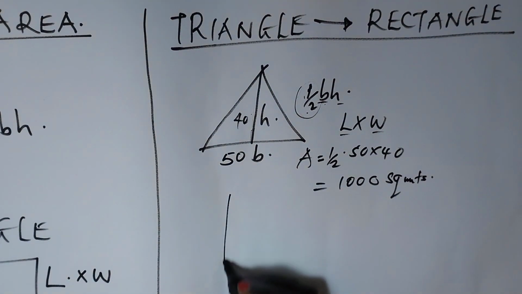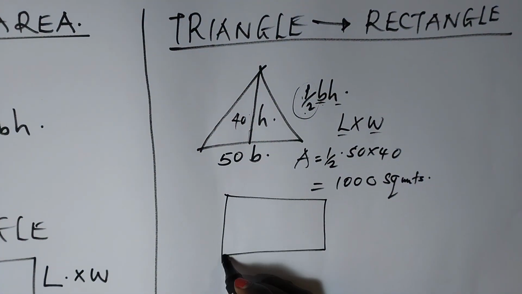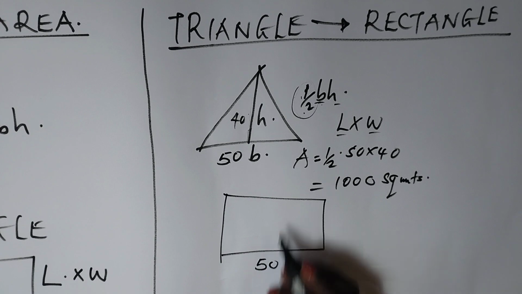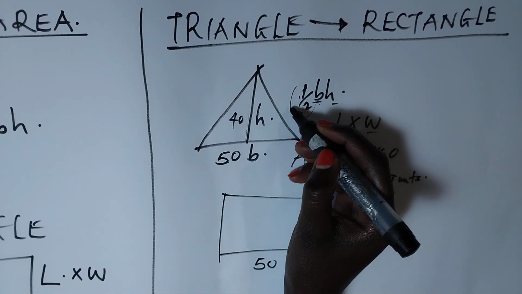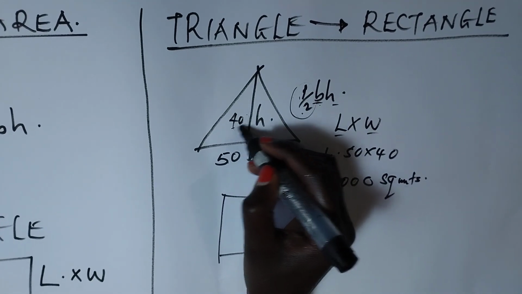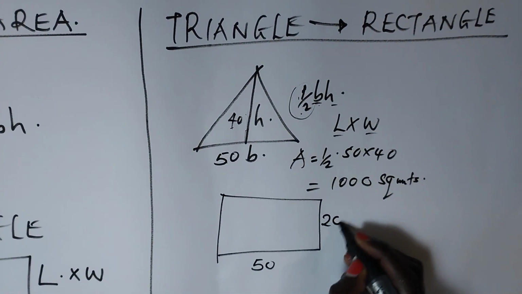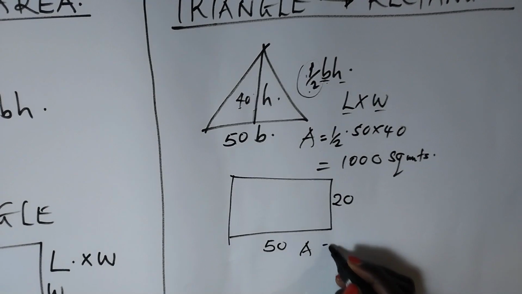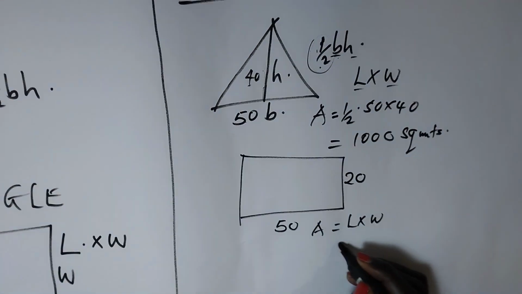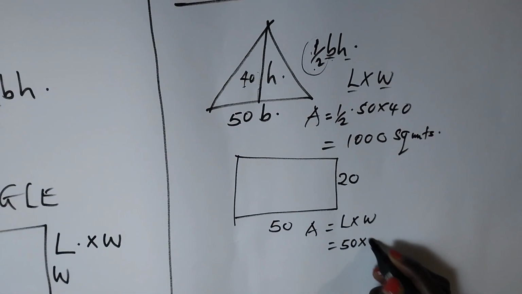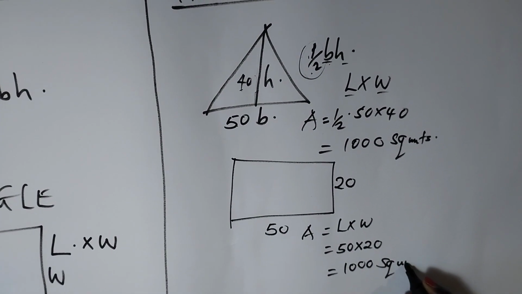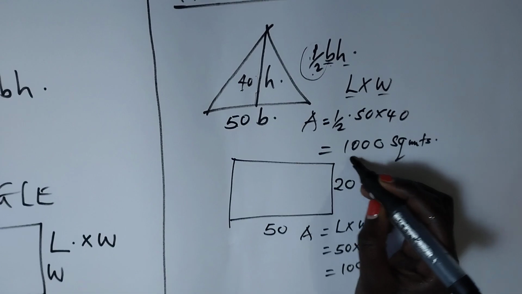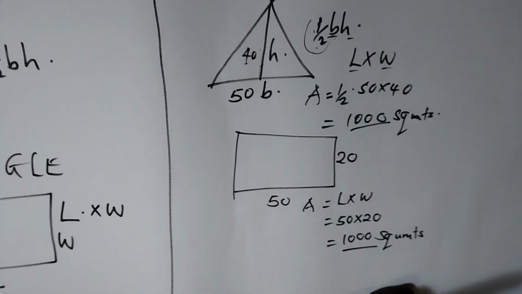So we'll draw a rectangle of the same base, which is 50, but we are going to bisect this height into 2. We are dividing this height into 2 equal parts. So the half of 40 is 20. The area of our rectangle will be length times width, which is 50 times 20, which is 1,000 square units. As you can see, we have 1,000 square units and 1,000 square units.